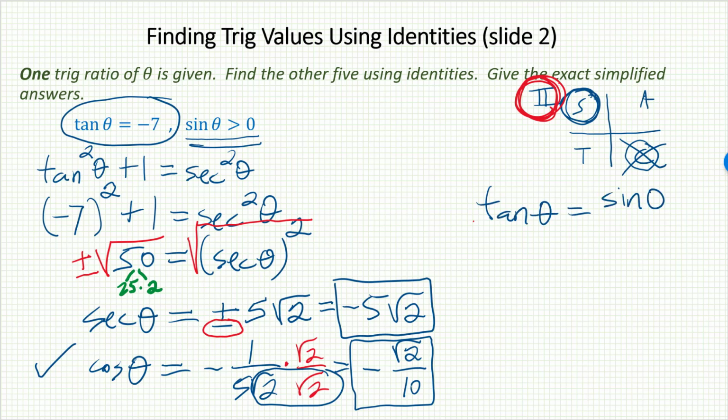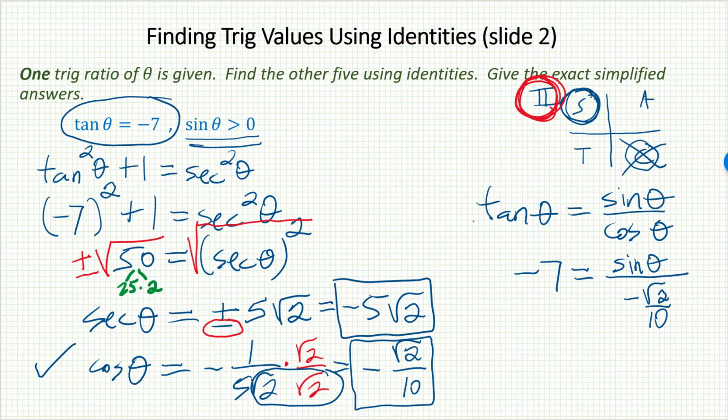Tangent is sine over cosine. Let's see, I'll do it the other way this time. I'll just fill in the numbers now, and then I'll do the algebra. Either you're going to do the algebra at the beginning, or you're going to do the algebra at the end. Sine theta is what we don't know. Cosine theta is negative root 2 over 10.